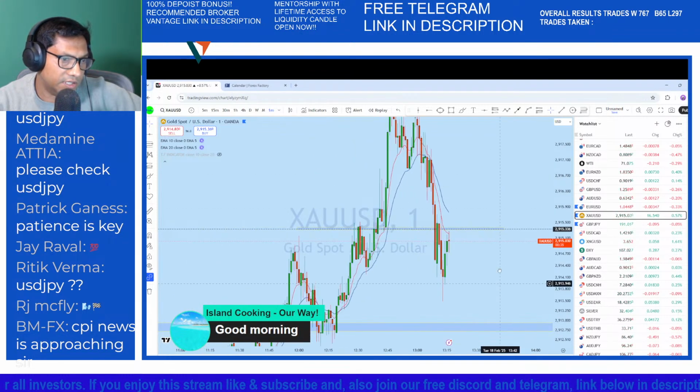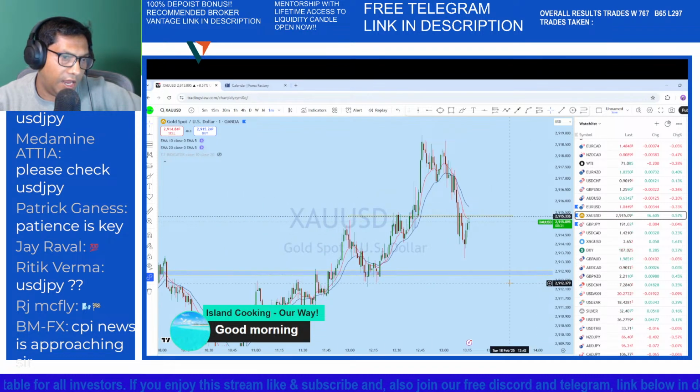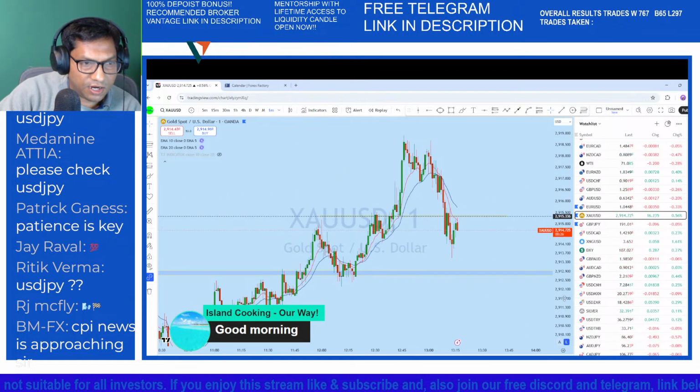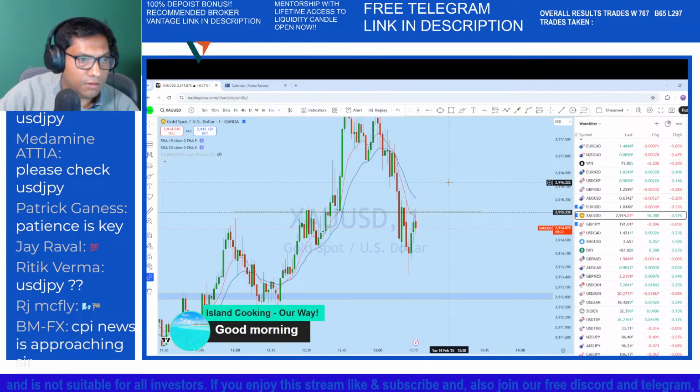So as you can see from this level here, there is a rejection to the upside, and with this rejection what we can expect for this market to return here.